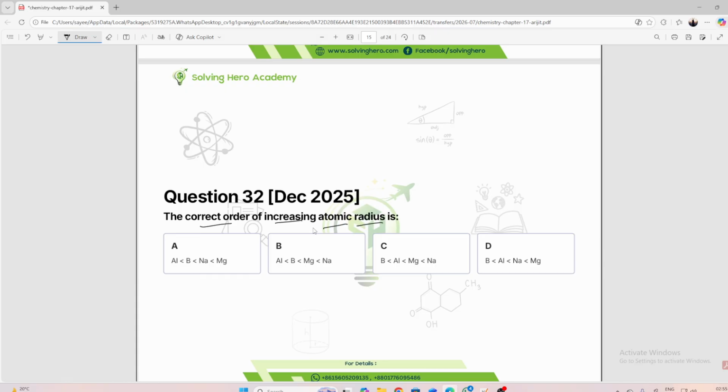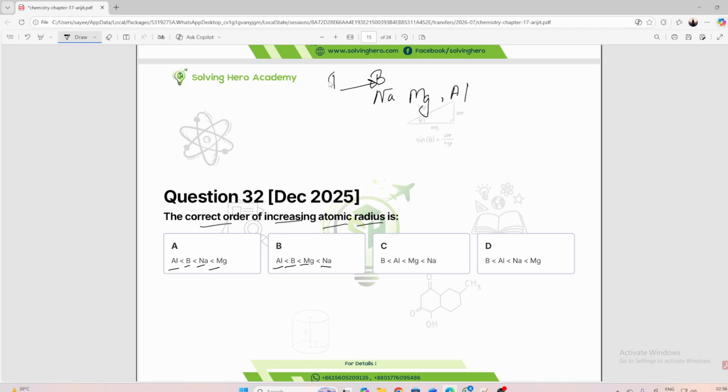You have to find out the correct order. See, at first, the options are aluminum, boron, sodium, magnesium; here, aluminum, boron, magnesium, sodium. Let me just write down the elements. At first boron, then sodium, magnesium, aluminum. This is how the elements are arranged if you look at the periodic table, right?